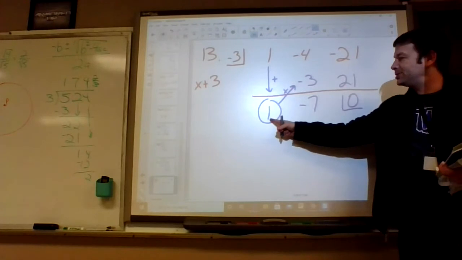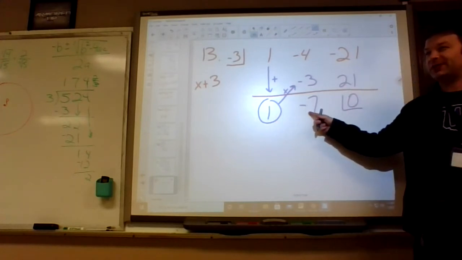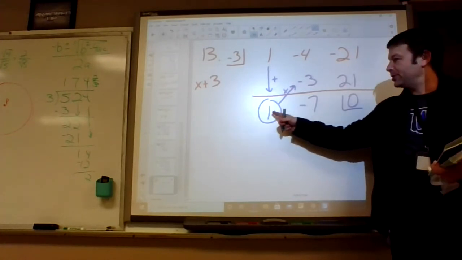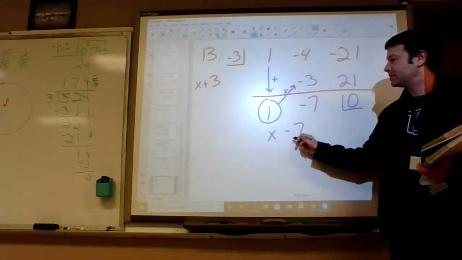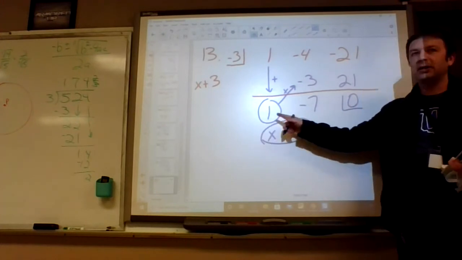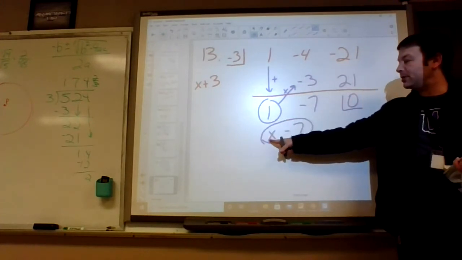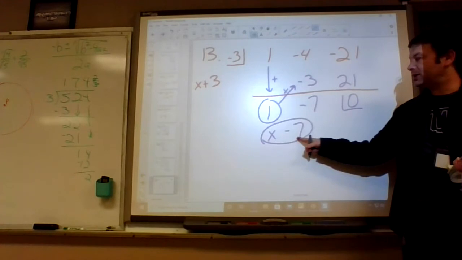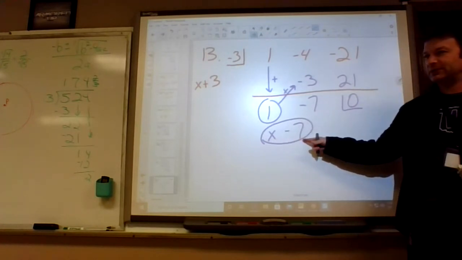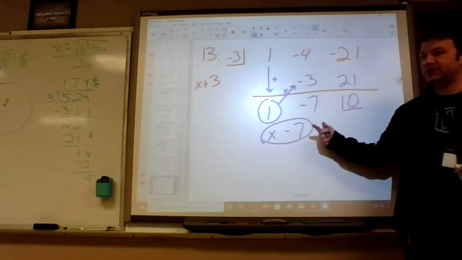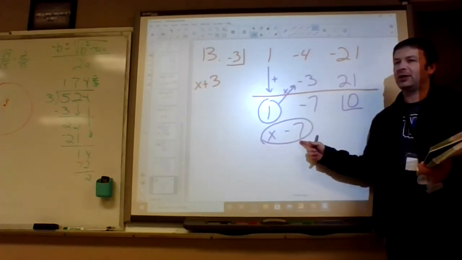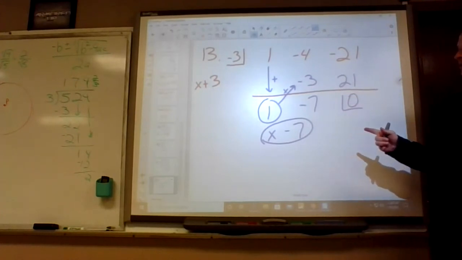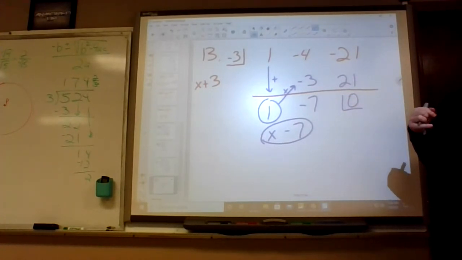Okay. 1, negative 4, and negative 21. So I'm listing them out across the top here. I'm going to put a little box over here. And since I am dividing by x plus 3, you put negative 3 in the box. I'm dividing by x plus 3, so you use the opposite basically. So I'm putting negative 3 in the box. Then I'm going to draw a line down here, leave a blank line in between. Okay, here's how it goes.